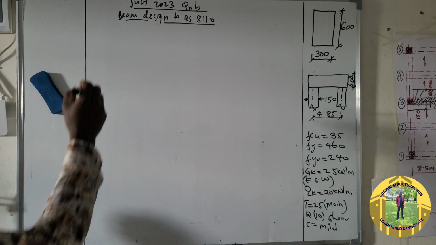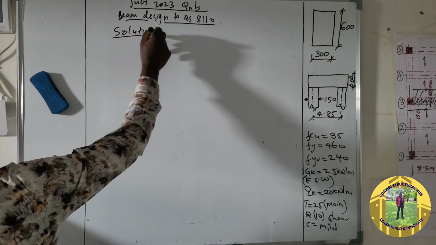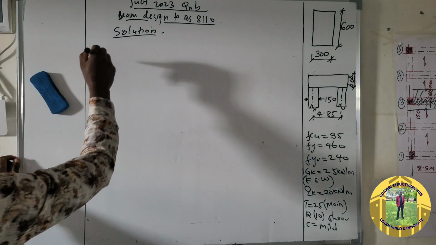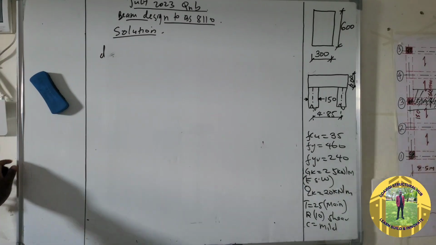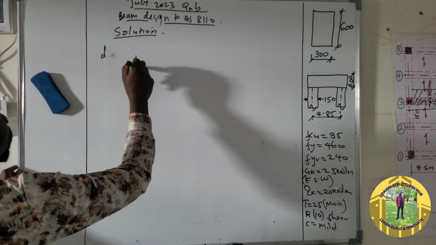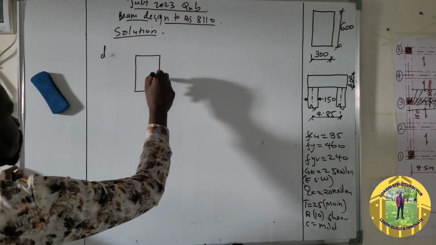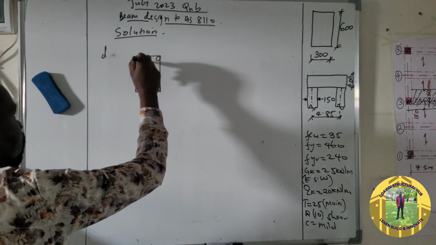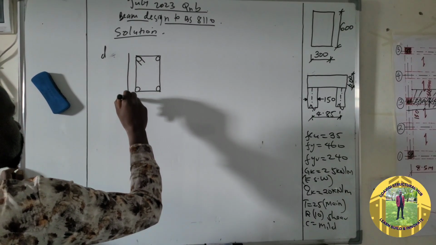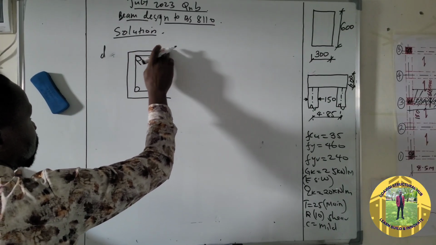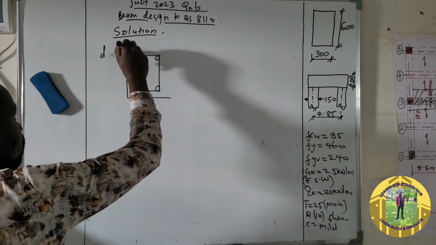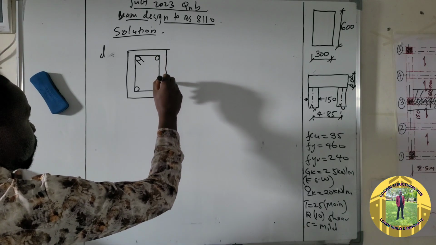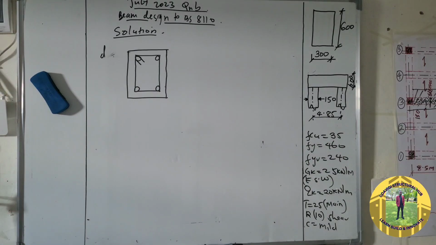So solution. To begin, we start with the effective depth of the beam, which is D. To get D, let me draw the section of this beam. So this is the beam with reinforcement.